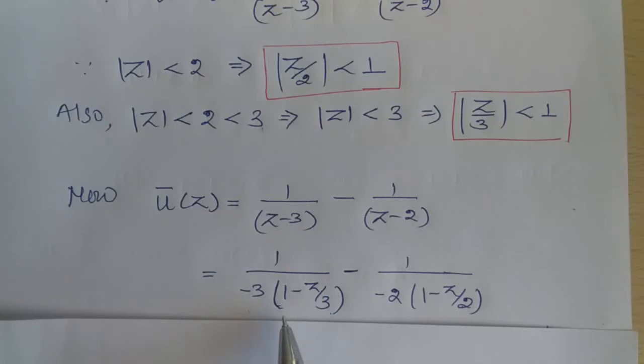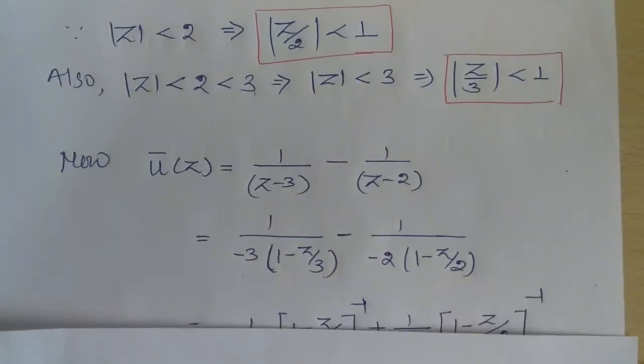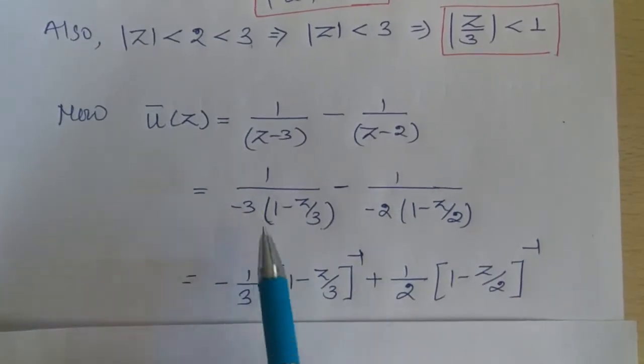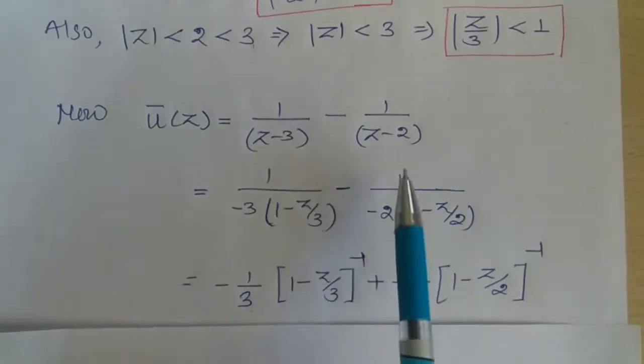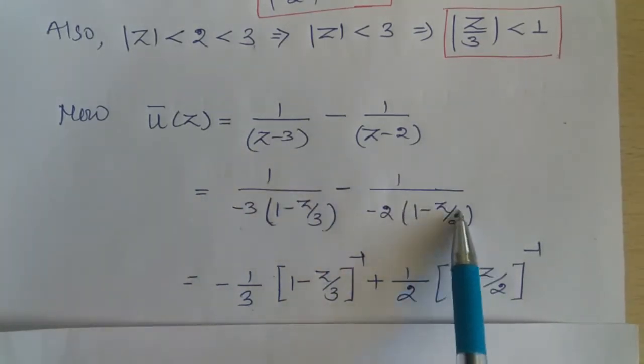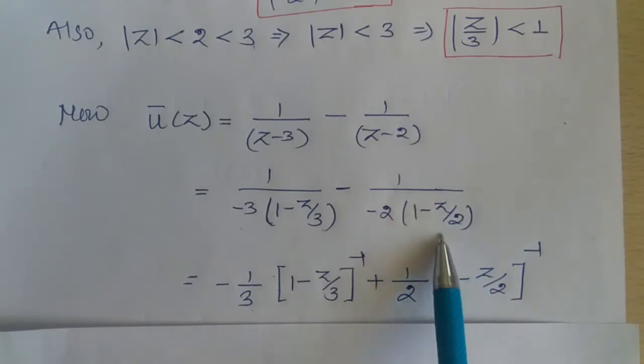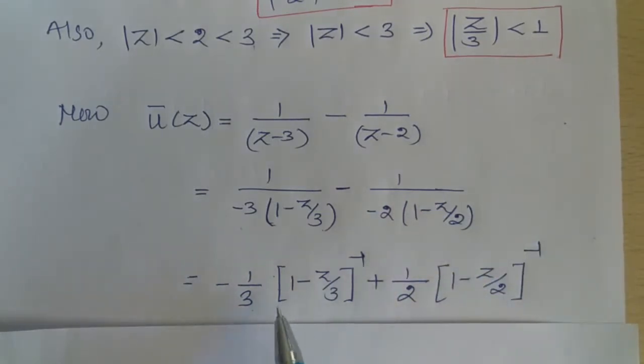Now we write this as minus 1 upon 3 as it is, into (1 minus z by 3) whole inverse, and negative negative plus 1 by 2. This expression goes in the numerator and we get (1 minus z by 2) whole inverse. Now we expand these two expressions, (1 minus x) inverse, using the binomial expansion method.